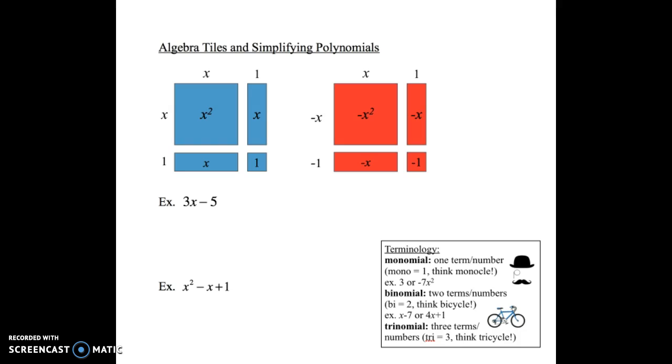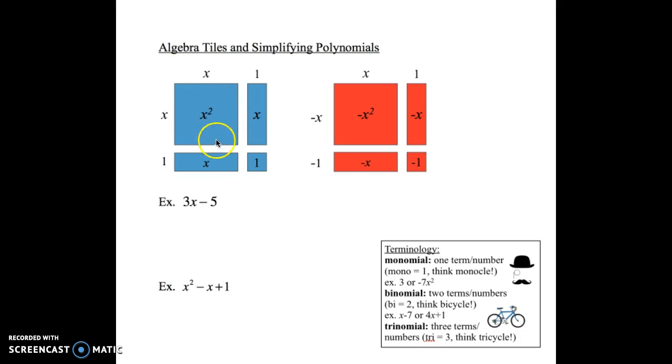So a quick introduction to algebra tiles. There are three sizes or shapes of algebra tiles. They come in both blue and red. Blue represents positive and red represents negative. And the names of the tiles are representative of the area of them.